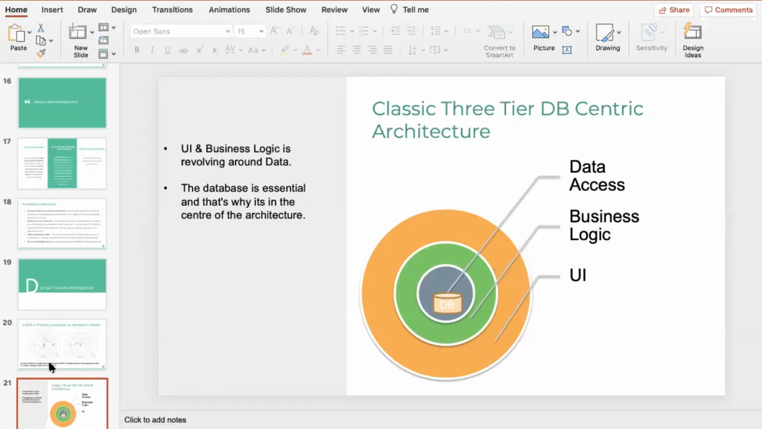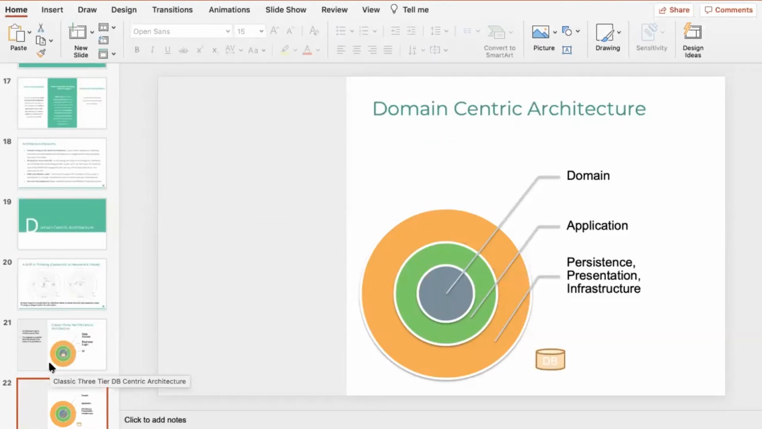So that's why we have to have a similar shift in thinking, similar to what Nicholas has mentioned. We had to go to a domain-centric architecture. If you look at the domain-centric architecture, the domain is in the center, surrounded by your application layer, which takes care of your business logic and the other aspects, and it is surrounded by a thin layer which is the persistence, presentation, and infrastructure actually.